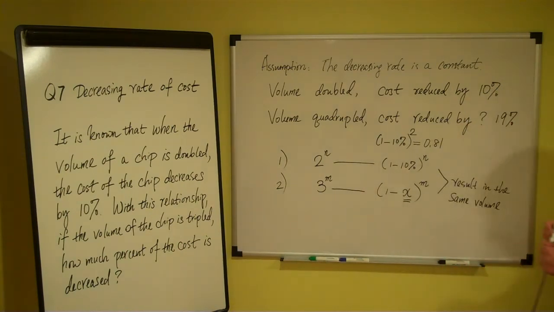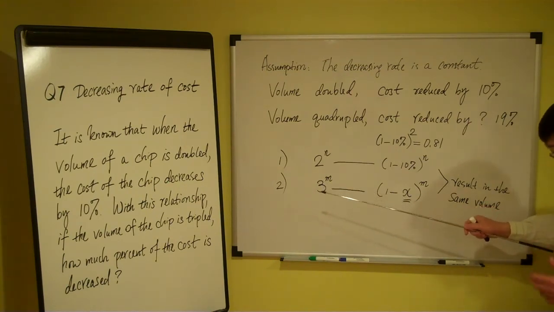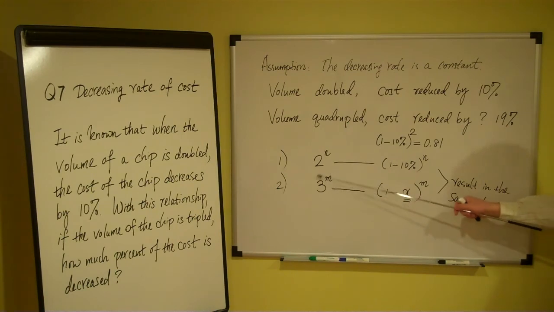Let's imagine that scenario. Same volume, right? So a certain multiple of the original volume. Now, how to reach that number? Method 1, double n times. n could be a positive real number. m could be another positive real number.